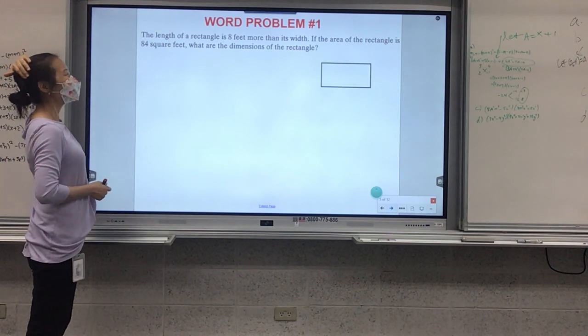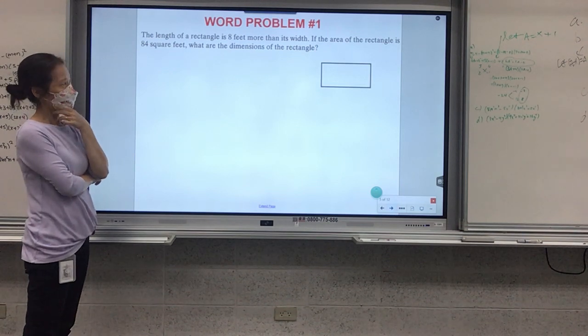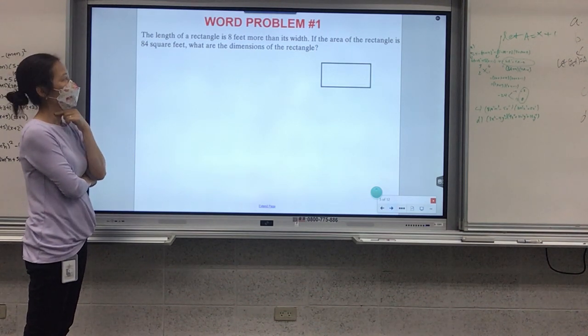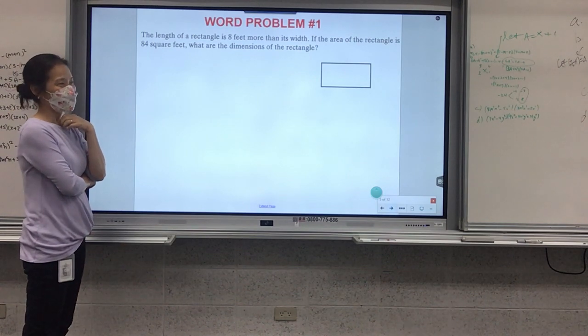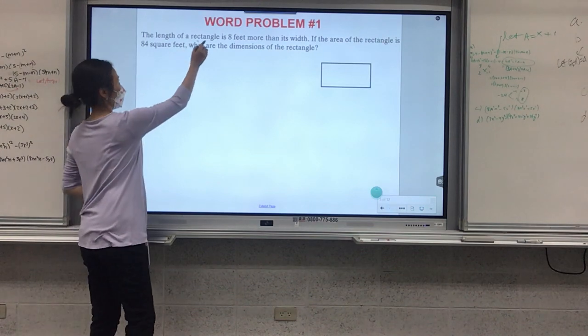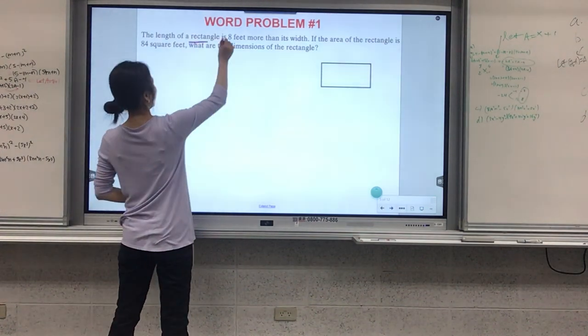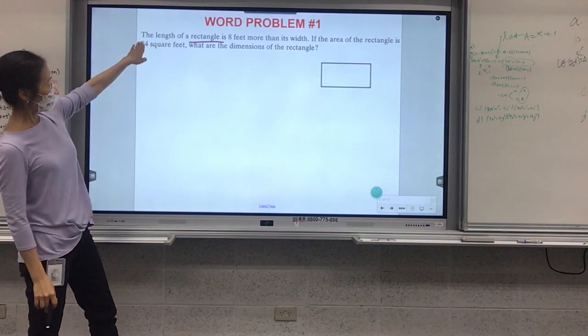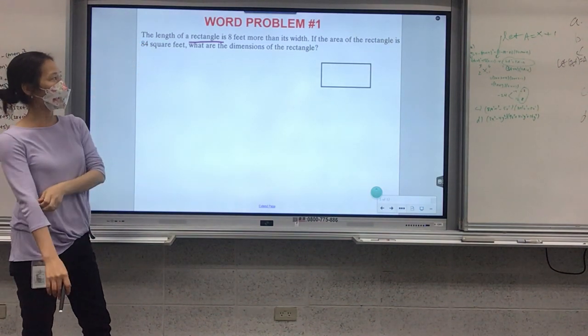The length of a rectangle is 8 feet more than its width. If the area of the rectangle is 84 square feet, what are the dimensions of the rectangle? So we have a rectangle, here is the rectangle we sketched. The given information is the length is 8 feet more than the width.